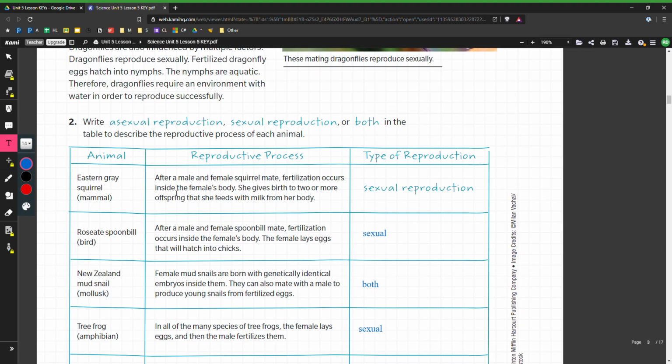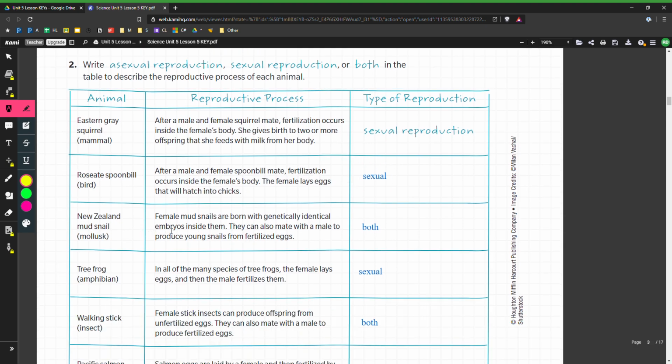So an eastern gray squirrel, this is the example. I'll go to this one, the spoonbill bird. After a male and female spoonbill mate. Okay, it's saying they're mating, so that's clearly sexual. There's 2 of them. New Zealand mud snail. Female mud snails are born genetically identical with genetically identical embryos inside of them. They can also mate with a male to produce young snails from fertilized eggs. So they have these identical embryos, which are essentially already good to go snails, genetically identical to them. So that's asexual because those are basically clones. But they can also mate with a male. So both.